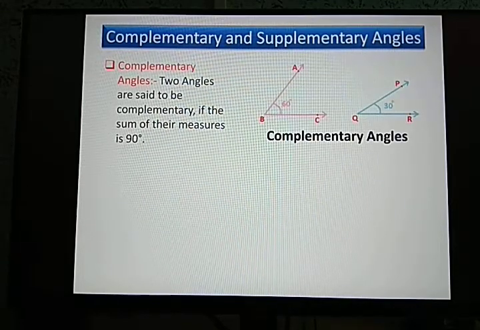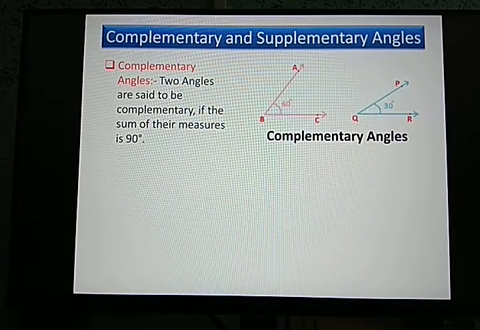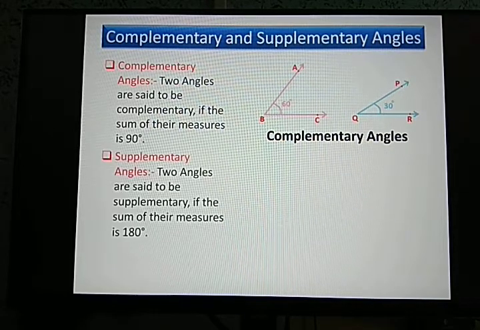Say for example here, angle ABC is 60 degree and angle PQR is 30 degree. Now 60 plus 30 will give us how much? It will give us 90 degree. So then we can say that both these angles ABC and PQR are complementary angles. Clear? Now next is supplementary angles. Now this is also the same, but here the sum should be equal to 180 degree. The sum of the measurements of the angles should be equal to 180 degree.